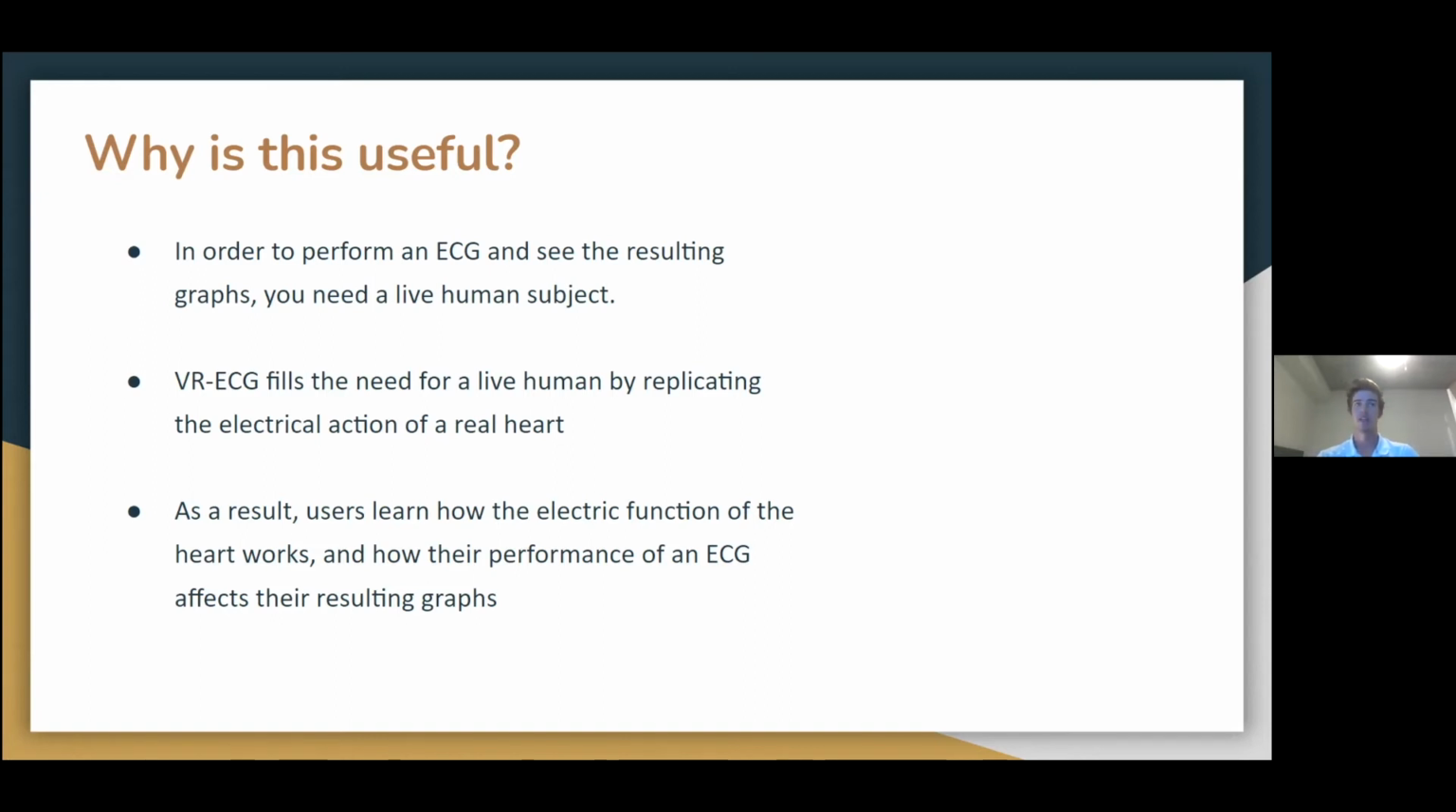And not to mention, when you do an EKG in a class with a volunteer, that person likely has a pretty healthy heart. So you're only ever going to get to look at healthy EKG graphs. Whereas in VR-ECG, you're actually able to choose a variety of different cardiovascular diseases and then see what the graphs would look like for those diseased hearts.